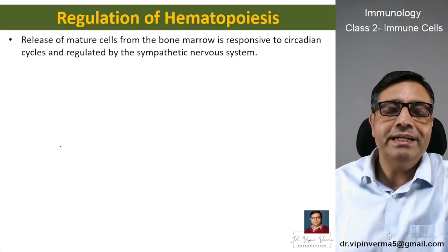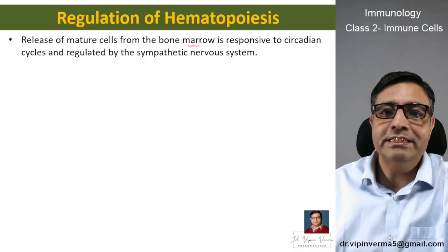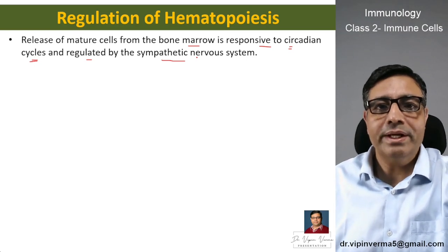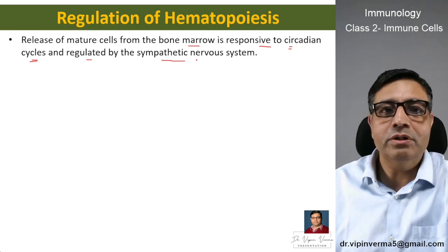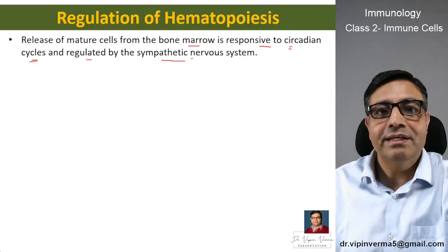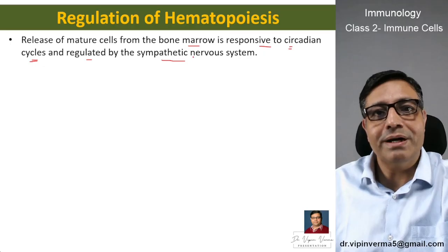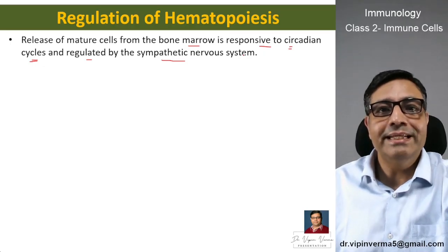Now, the release of mature cells from the bone marrow is responsive to circadian cycles, which are the day and night cycles, and they are also regulated by the sympathetic nervous system. Okay, now this is really important, because when our mature cells are released into the system after terminal differentiation, that is regulated not only by the transcription factors but also by the circadian cycle.